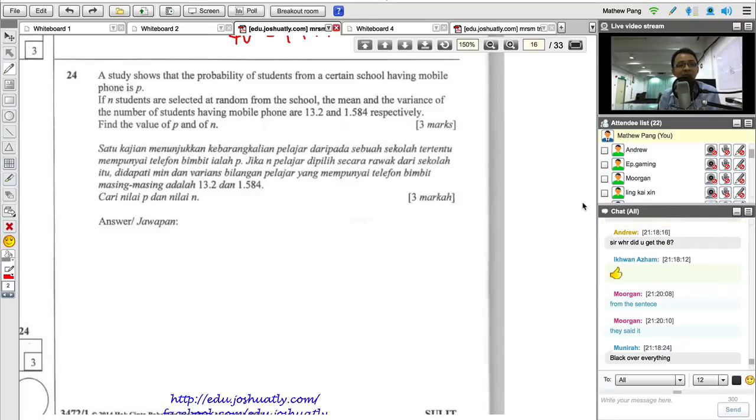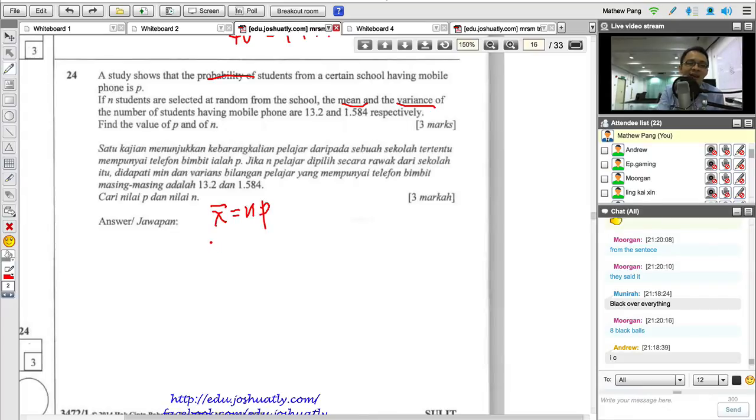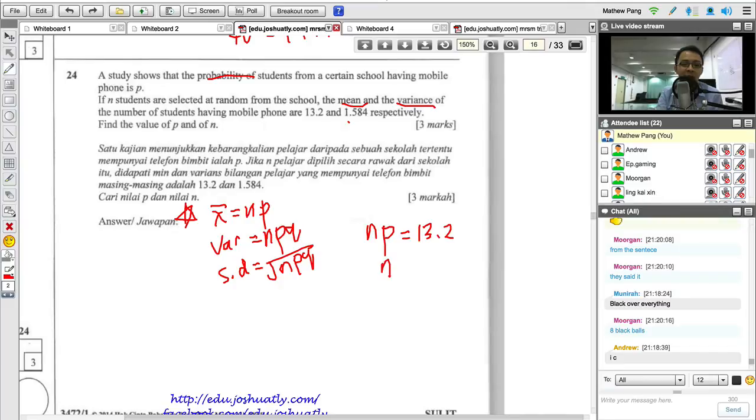So over here, when I see probability with mean and variance coming out together, I know I have to use mean equals np, variance equals npq, and standard deviation equals the square root of npq. Because variance and mean normally wouldn't appear together with probability. Normally they will give you frequency or midpoint, something like that. So if you see probability, mean and variance, the first thing that comes to mind should be this. From here, I know n multiplied by p equals 13.2, so n is 13.2 over p. I call this the first equation. Variance is equal to 1.584.